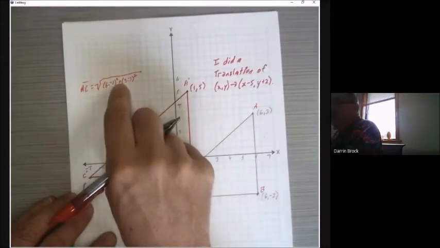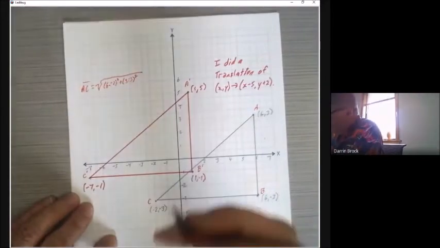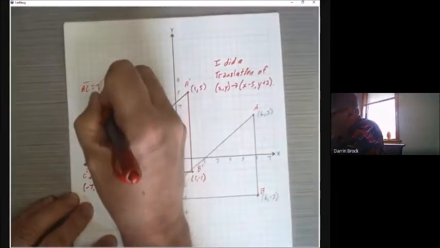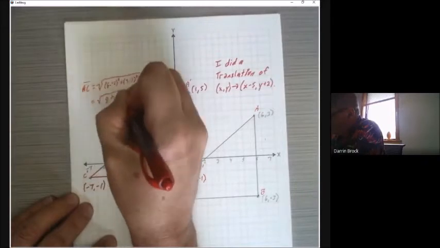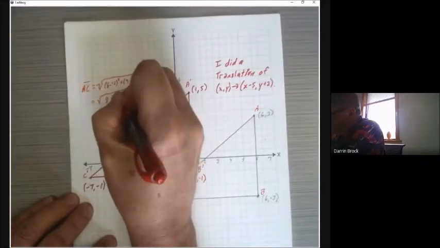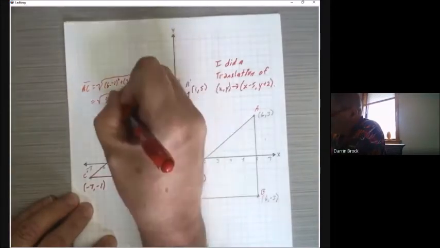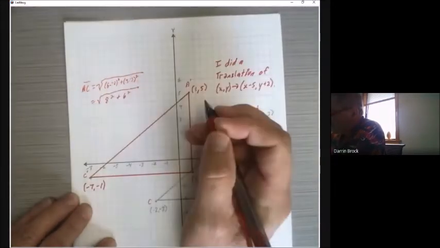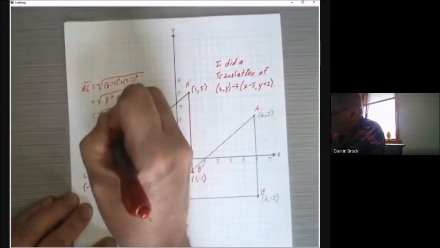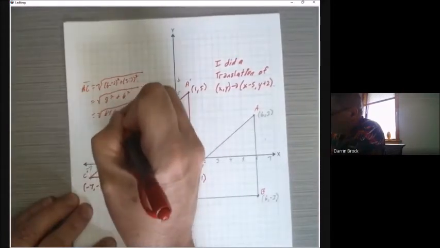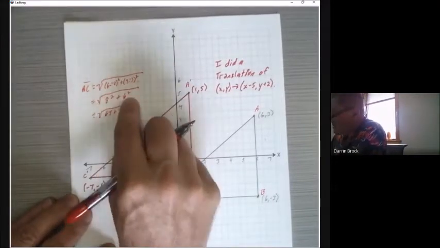6 minus -2 means add. When you subtract a negative, you add. So that is the square root. 6 minus -2 is 8 squared plus 3 minus -3, again, that's adding 3 plus 3, is a 6 squared. All right, so 8 squared is 64. 6 squared is 36. When you square something, you multiply by itself. 8 times 8, 6 times 6.